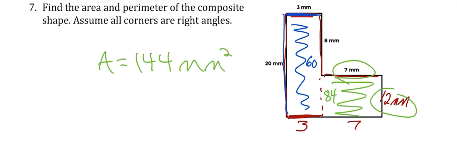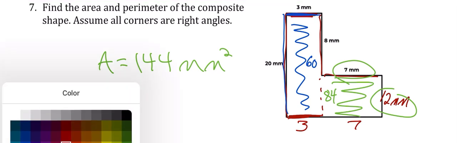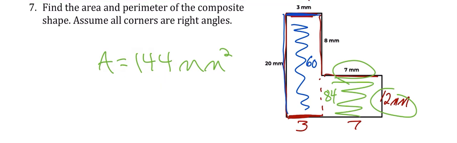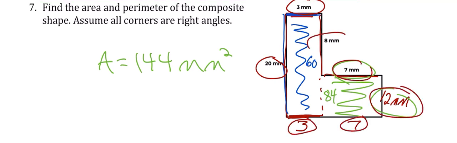Now we're ready for the perimeter. So let's change the color for the perimeter and let's make everything just red. Okay, so we have a 3, we have a 20, we have a 3, a 7, a 12, a 7, and an 8 because the perimeter is the distance all the way around. So let's just write that down and then we'll add it all up.